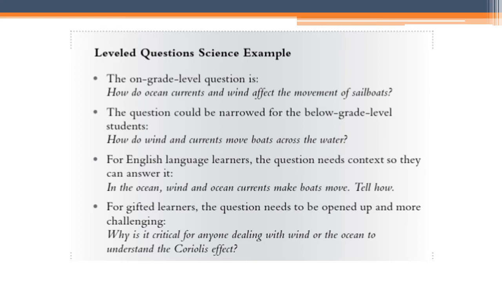It's like for those in the below grade level group, the depth of the topic is at the surface level. Whereas in gifted learners, iba eh. So why is it critical for anyone dealing with wind or the ocean to understand the Coriolis effect? There's something that should be more in depth compared to students with below grade level. So that's how you level questions for different ability groups in your class.